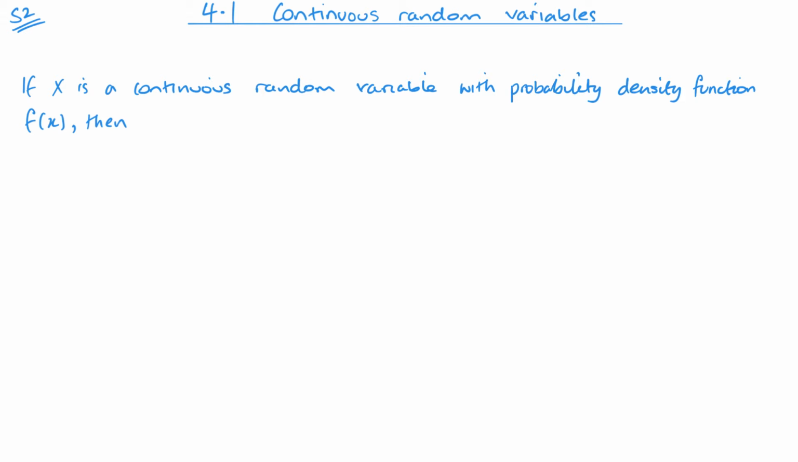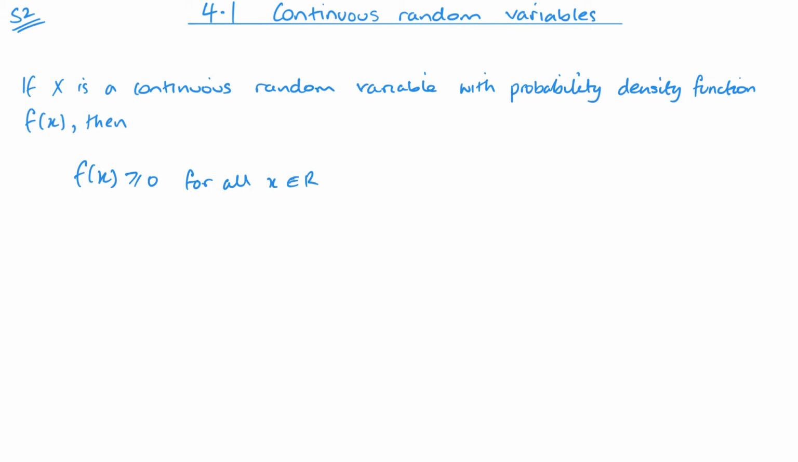So imagine that x is my continuous random variable. Obviously I can use other letters like y. X is the most common one, so we'll stick with x for this one. So it's a continuous random variable with probability density function f of x. The first thing is that f of x is always going to be positive, so this will be for all values of x. Okay, so probabilities must be non-negative.